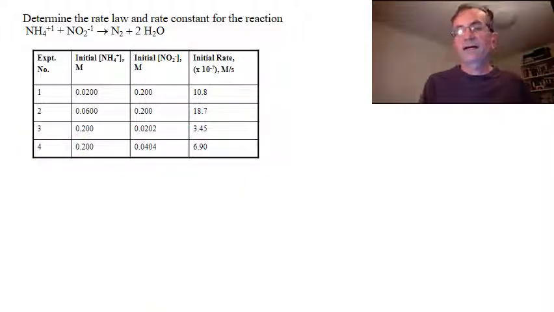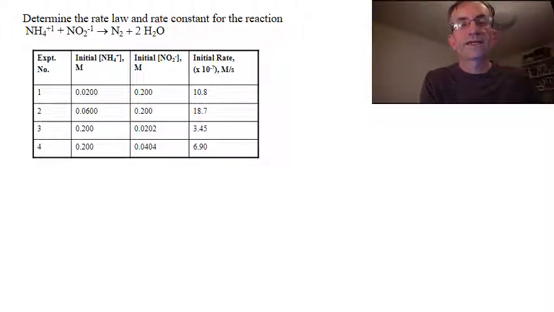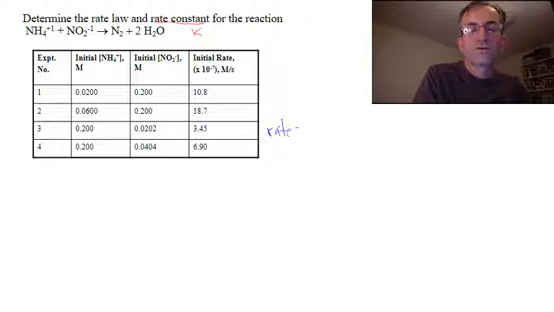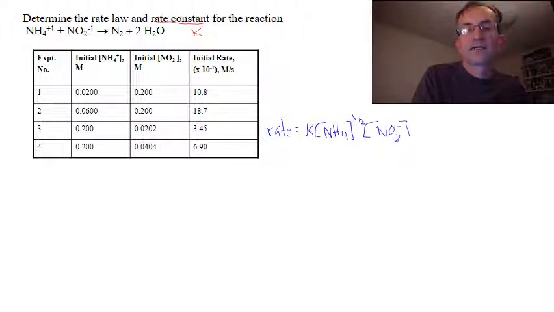Okay, so what have we left to do? The one thing we haven't done is figure out the rate constant. The rate constant is K in that equation. So we're going to go ahead and look at the equation we've come up with. Let's make sure we remember what it was. It was rate equals K times the concentration of ammonium. And what was it to? Oh, it was to the half power, I think. Times the concentration of nitrite. And what was that one to?